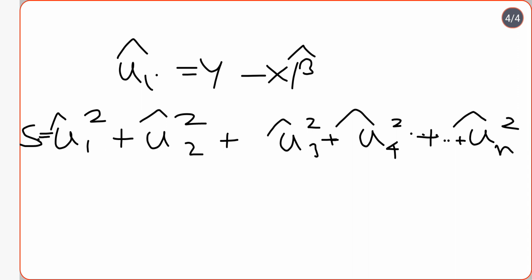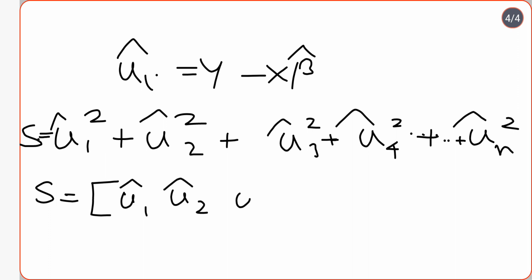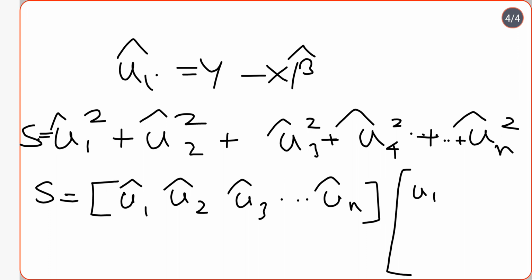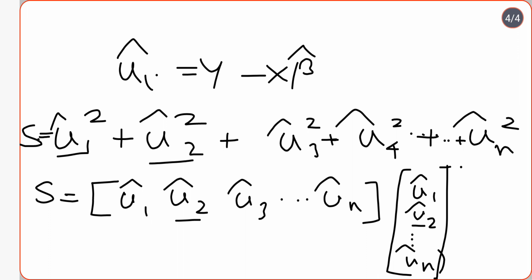Now how can we get s? If I want to get s in matrix form, then I may write u1 hat, u2 hat, u3 hat, and it continues up to un hat, and then I may write u1 hat, u2 hat, and it continues up to un hat. Now basically if I multiply u1 hat and u1 hat, I will get u1 hat square, plus if I multiply u2 hat and u2 hat, I will get u2 hat square. Similarly, if I multiply u3 hat and u3 hat, I will get u3 hat square. So by multiplying these two matrices, I will get the value of this entire s.